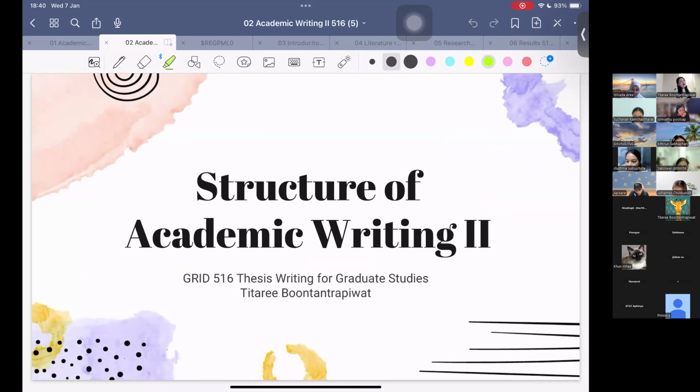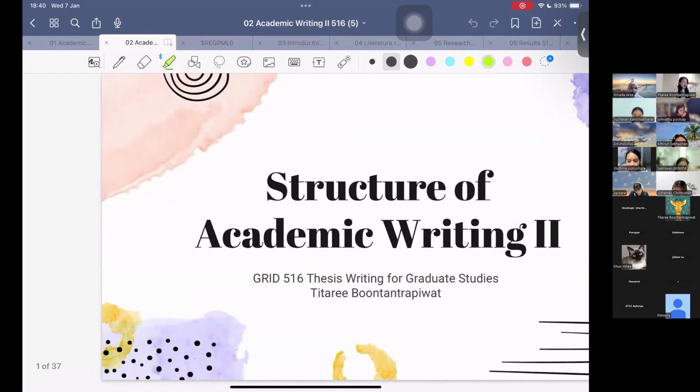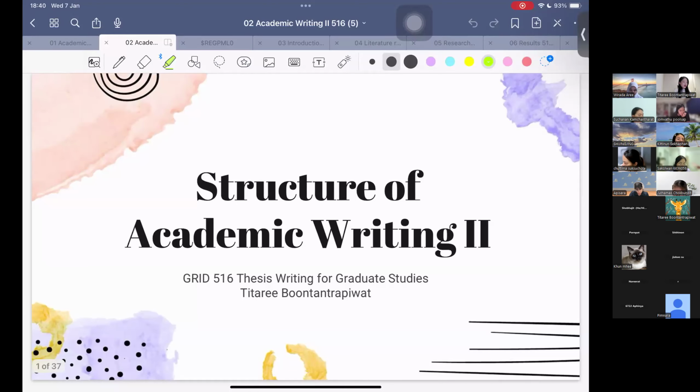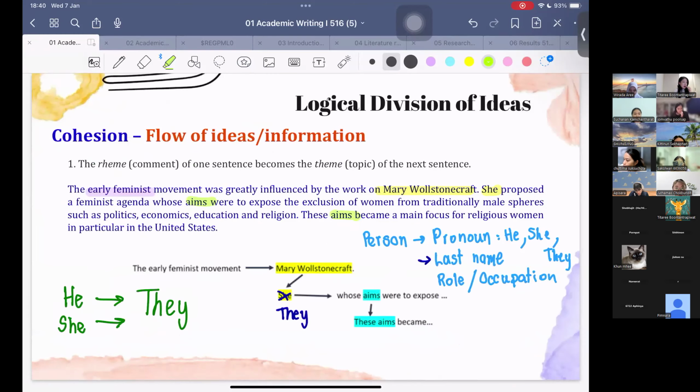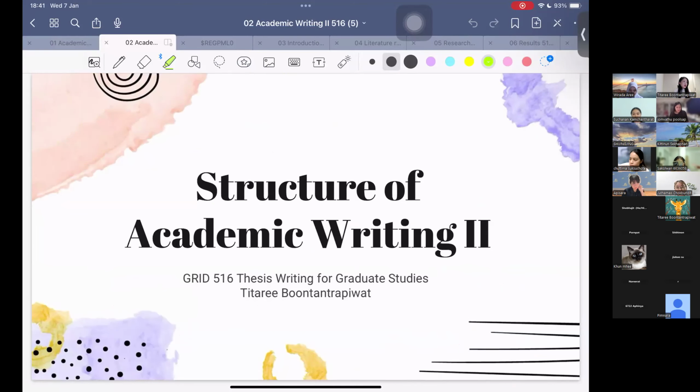Drink something, eat something. Moving on, we finished the academic writing. Academic writing 1, everything we finished, complete, nothing extra. So now moving on to academic writing 2.